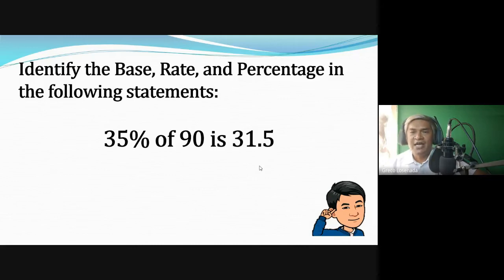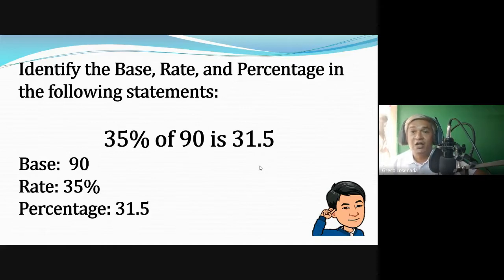35% of 90 is 31.5. What is the base? The base is 90. You are correct. How about the rate? If your answer is 35, you are definitely correct. How about the percentage? Yes, that is 31.5.